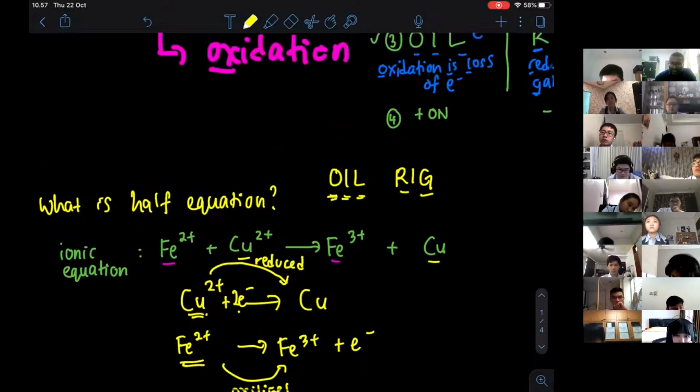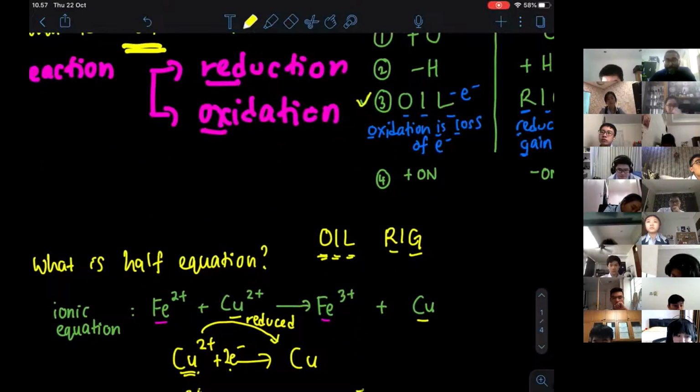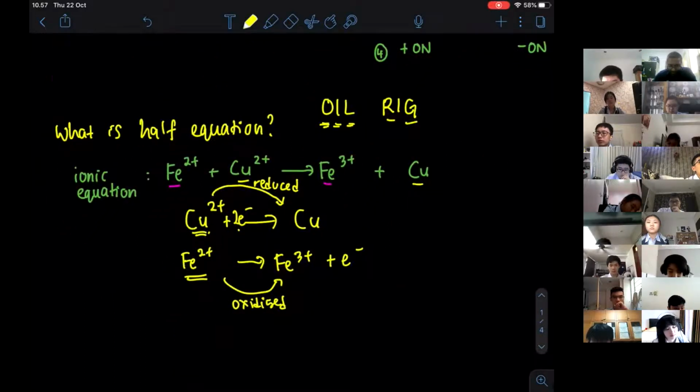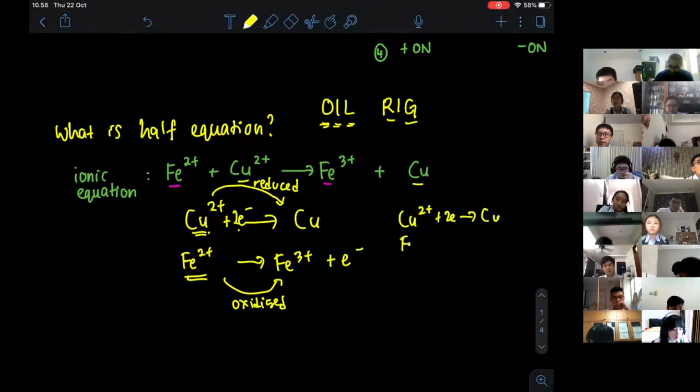Okay, we are using this concept because it involves electrons. Now, of course, since we are learning about half equations and this is an ionic equation, I'll teach you this ionic equation is not complete. I will teach you why it's not complete. When I write down Cu2+ plus 2 electrons to become Cu, and Fe2+ to become Fe3+ plus an electron.